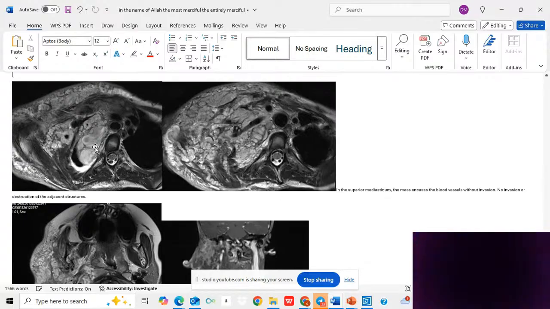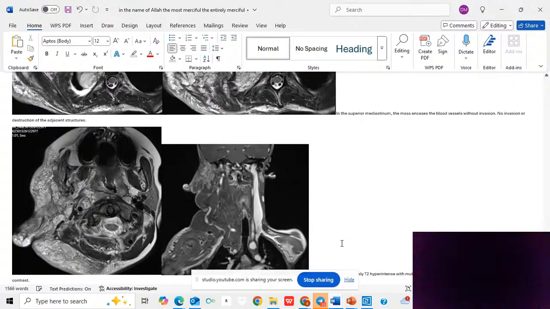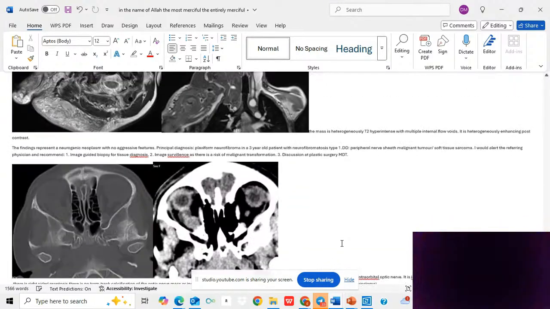At the level of the superior mediastinum, the mass is seen encasing the blood vessels without invasion and with no invasion or destruction of the adjacent structures. The mass is seen encasing the adjacent vessels. Okay. What about the next images?